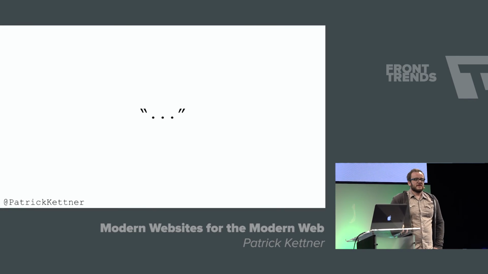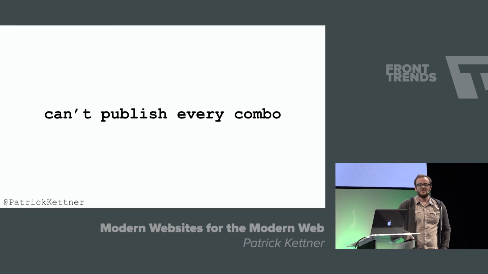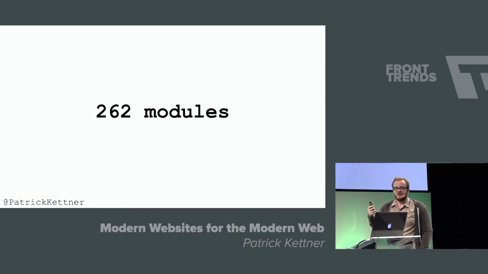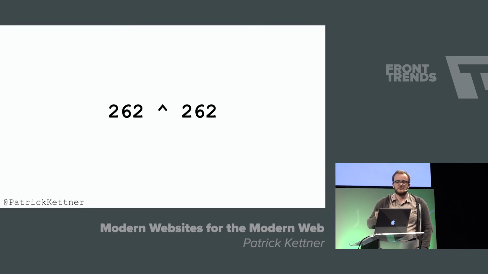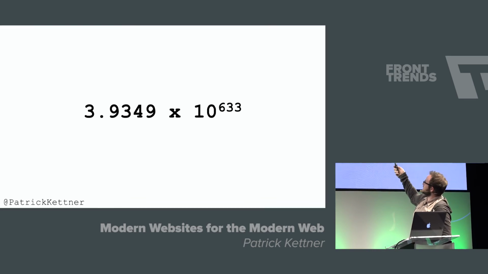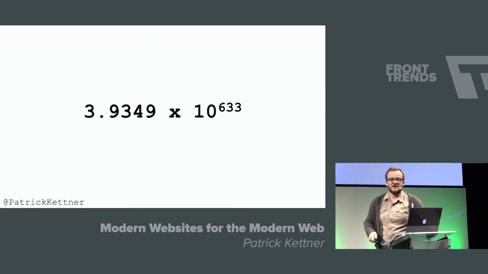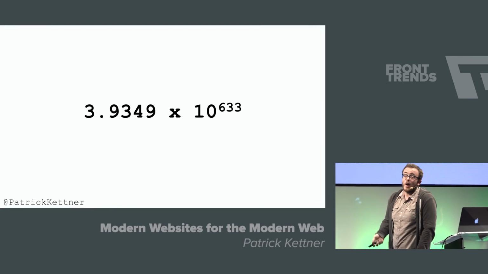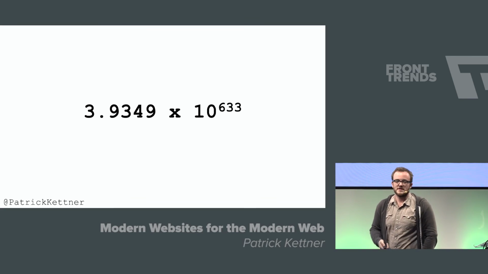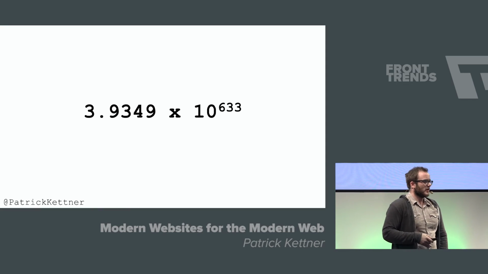And their response was inevitably, I don't care. I want to NPM install Modernizer. I want to do it anyway. It doesn't matter. There are 262 modules. If you do the math, which I think I am doing properly, you would take down all of NPM. It's like more atoms than exist on Earth or something ridiculous. There's no realistic way to actually register every single possible permutation of those modules on NPM or Bower.